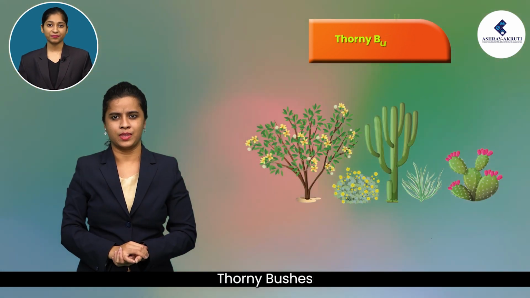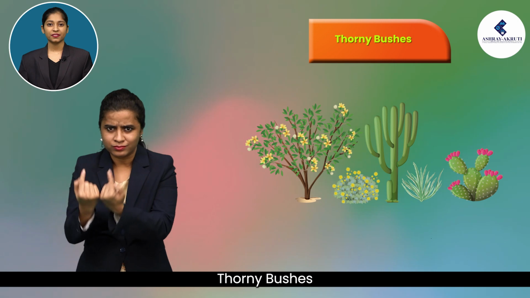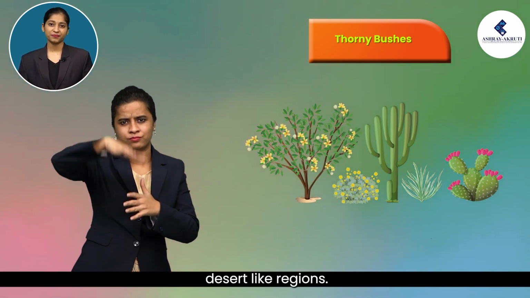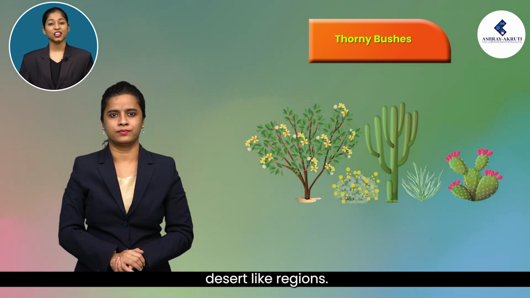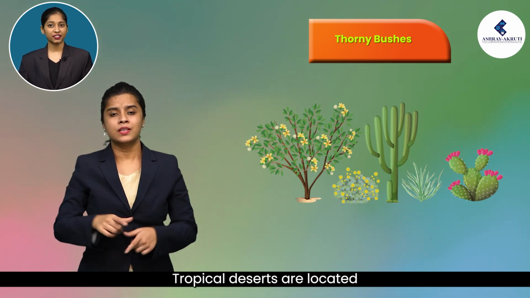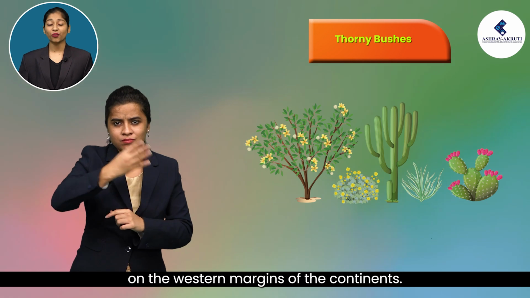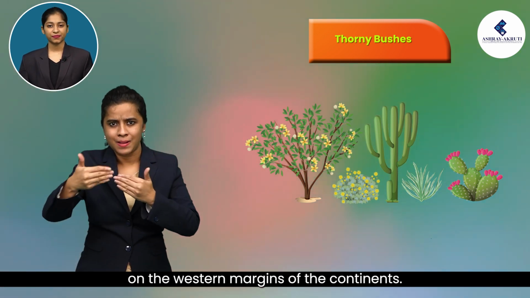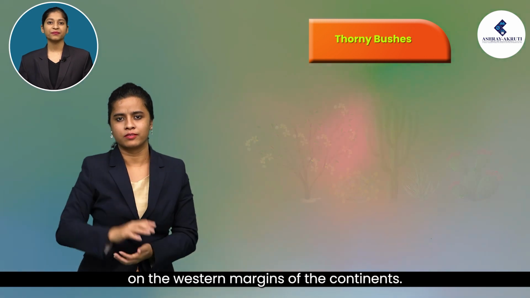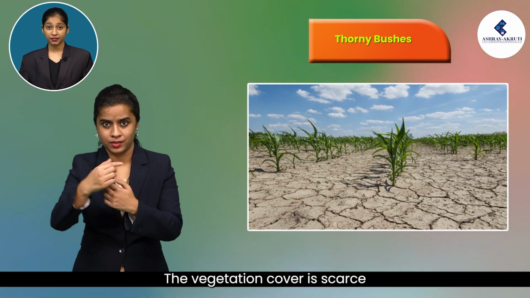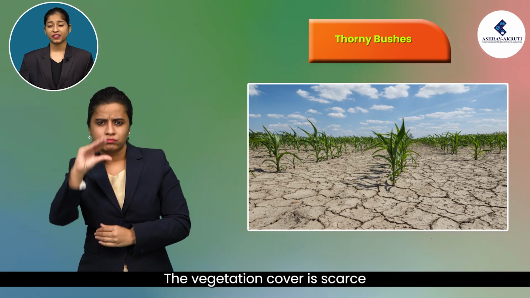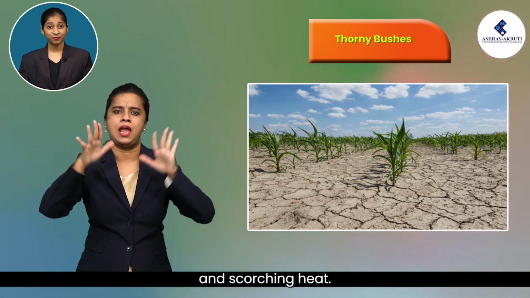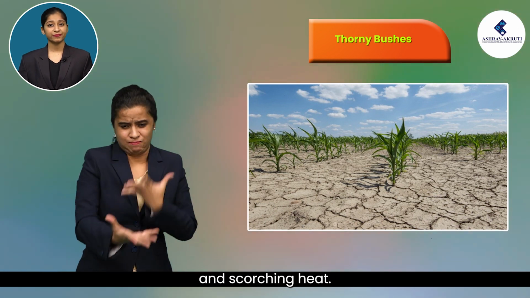Thorny bushes. These are found in the dry desert-like regions. Tropical deserts are located on the western margins of the continents. The vegetation cover is scarce here because of scanty rain and scorching heat.